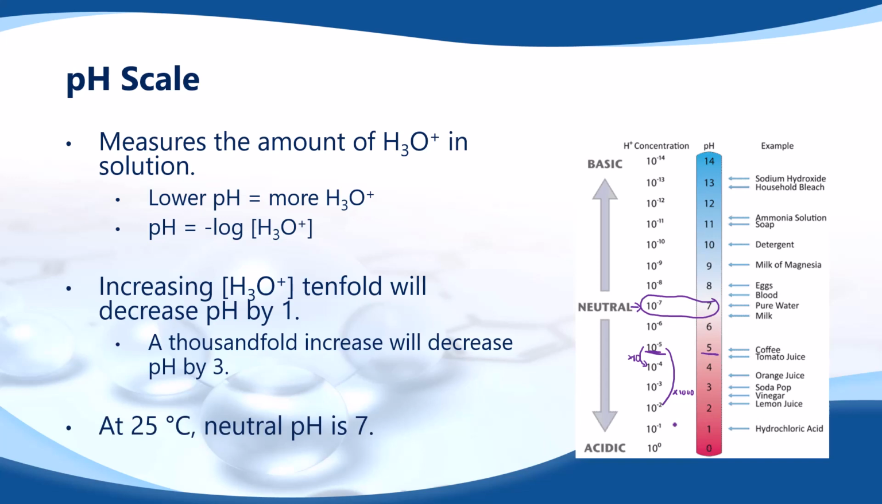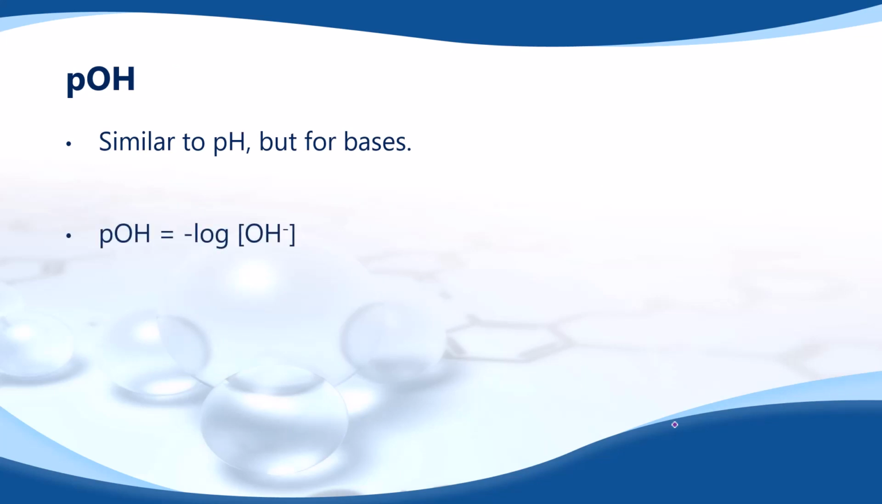Now, in addition to the pH scale, we also have the pOH scale. The pOH scale works very similar to pH, but it's for bases. The formula is almost exactly the same as the pH formula, except we replace H3O+ with OH-. So pOH is negative log of the hydroxide concentration. So that means the more basic the solution is, the lower the pOH is. And we can relate pH to pOH because they will always add up to 14. So pH plus pOH equals 14. So if I give you the pOH of a solution, you can find its pH very easily.